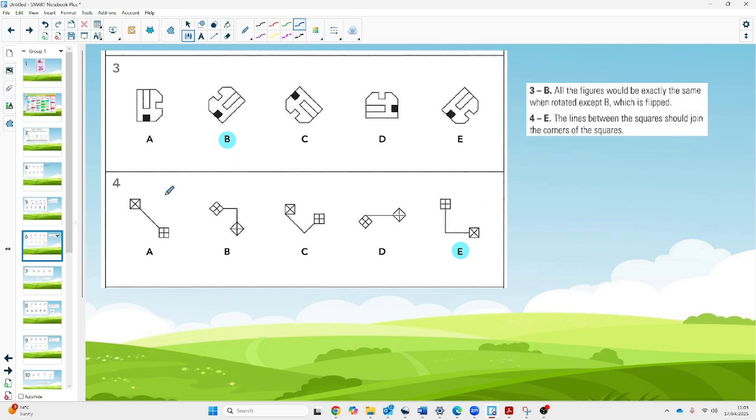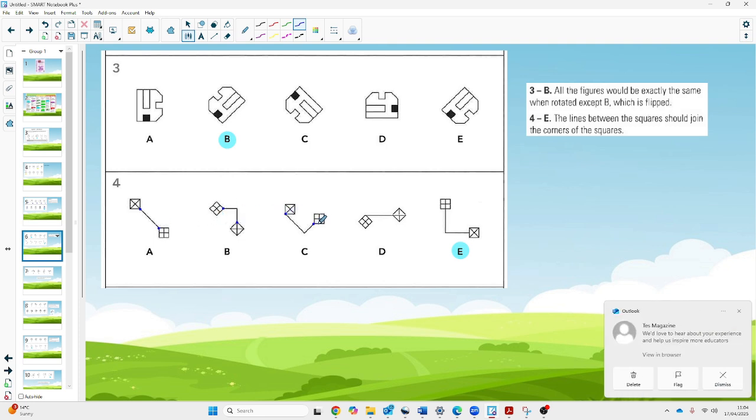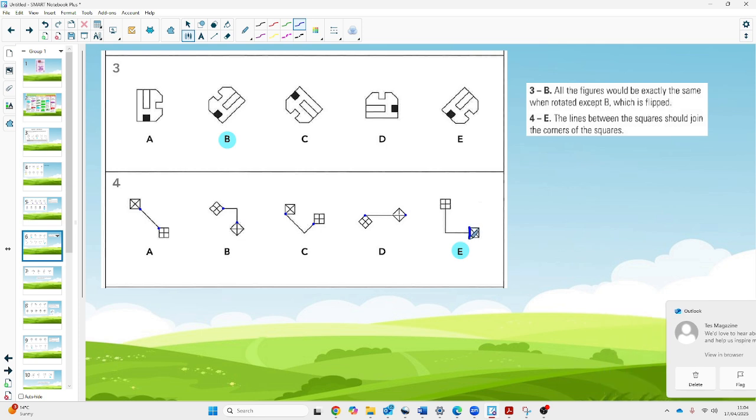Question 4, the answer is E, because on all the others the lines join up with the corners, or the vertices of the squares. So you can see here going from corner to corner to corner to corner, vertex to vertex, vertex to vertex, whereas on this one they're joining up to the edges or the sides.